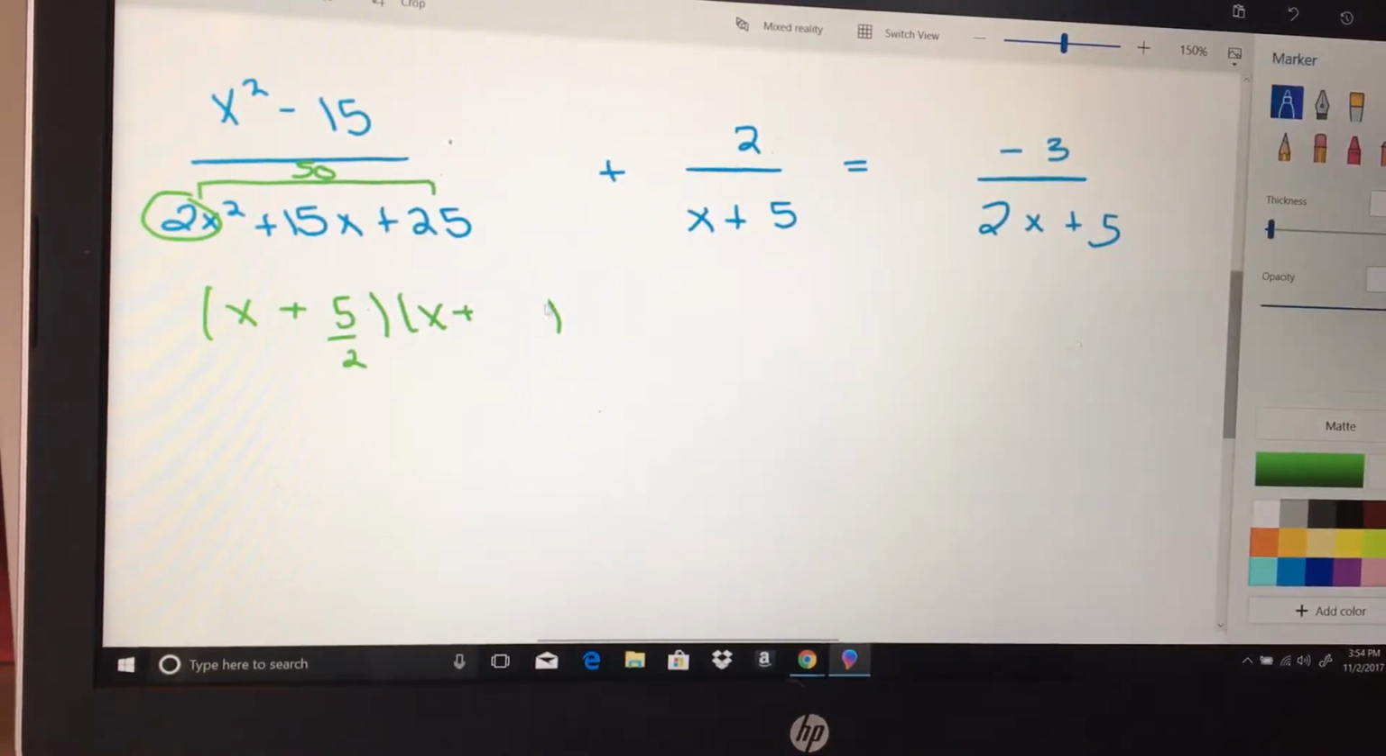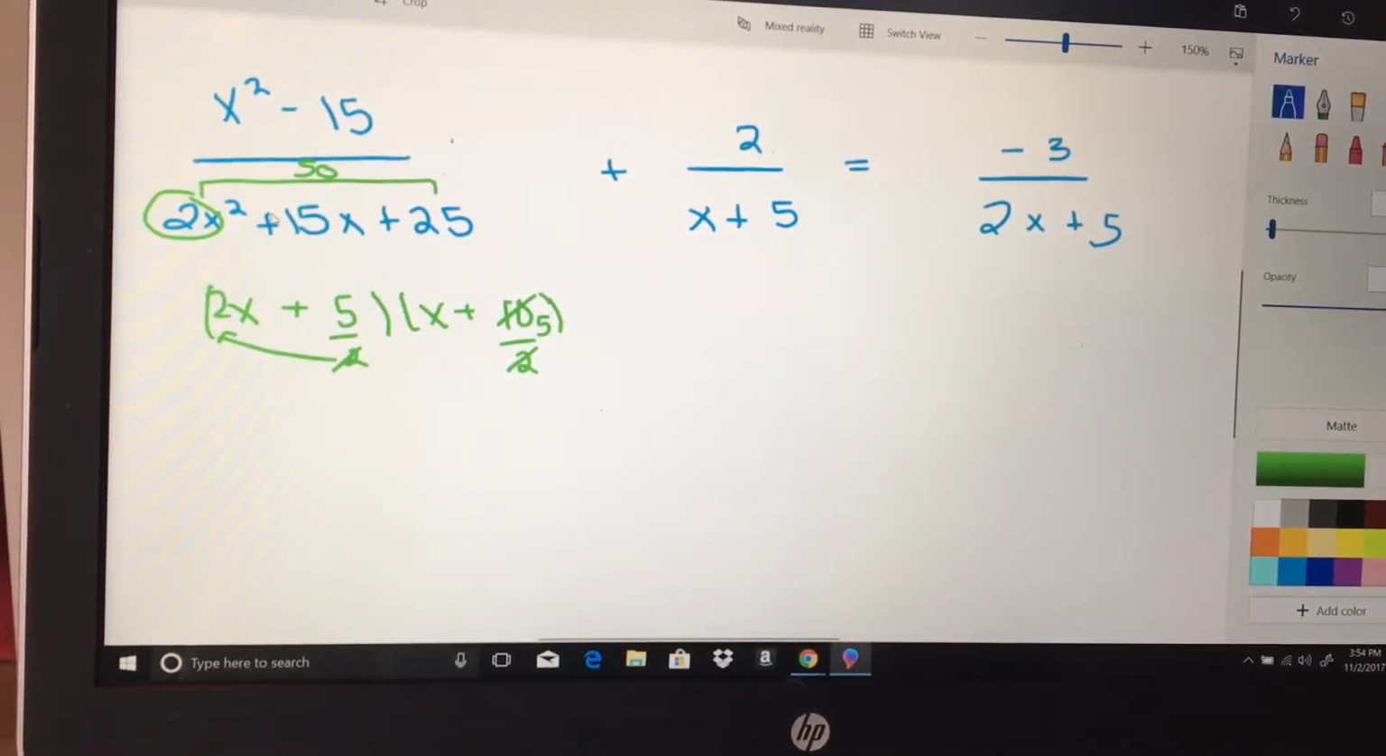There we go, okay. So I'm going to put that under both of my factors, and 5 over 2 does not simplify, so this factors to 2x plus 5, and 10 over 2 does simplify, so this is x plus 5. Okay, so what we have here now is our denominator is 2x plus 5, x plus 5.